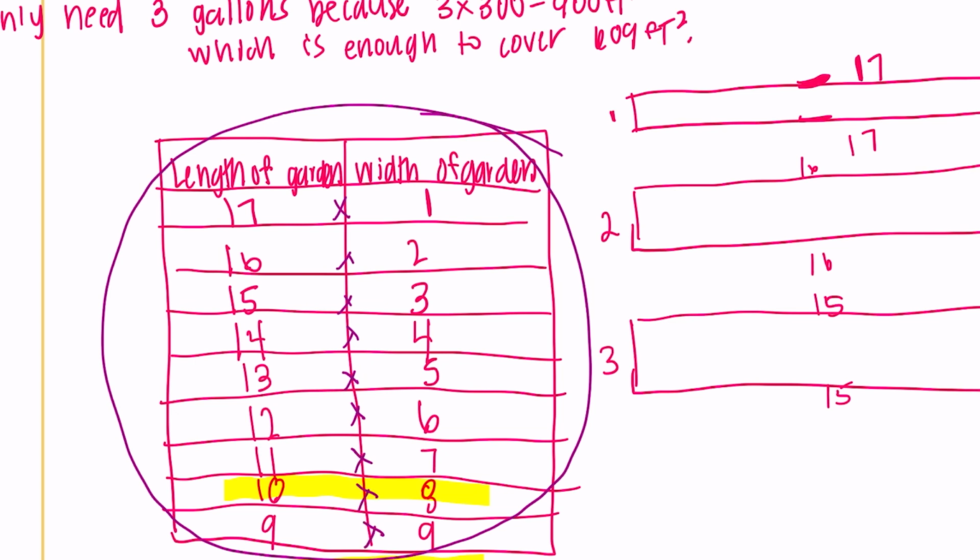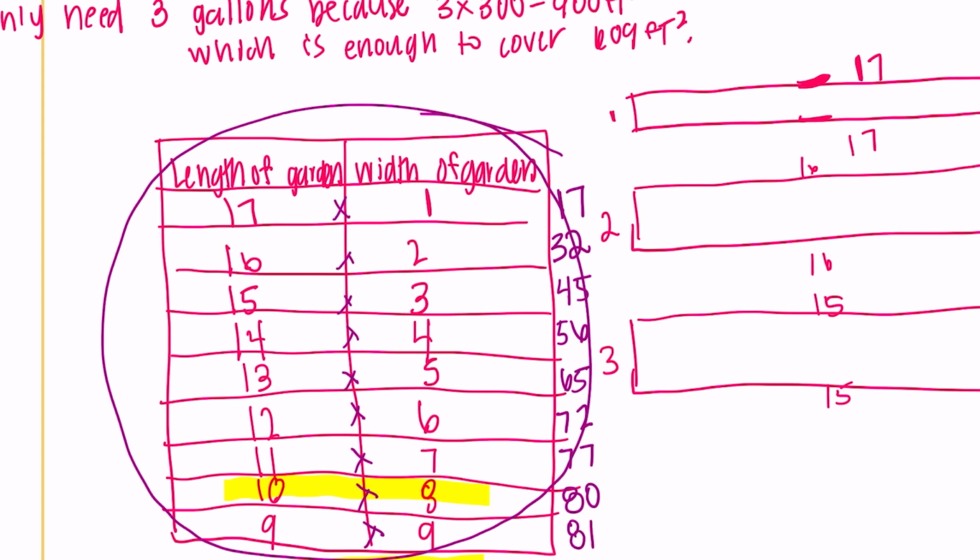So 17 times 1, that would be 17. This would be 16 times 2 is 32. 15 times 3, that would be 45. 14 times 4 is 56. 13 times 5 is 65. 12 times 6 is 72. 11 times 7 is 77. 10 times 8 is 80. And 9 times 9 is 81.